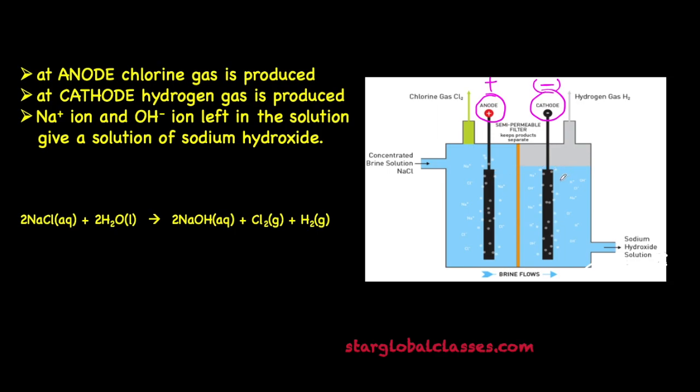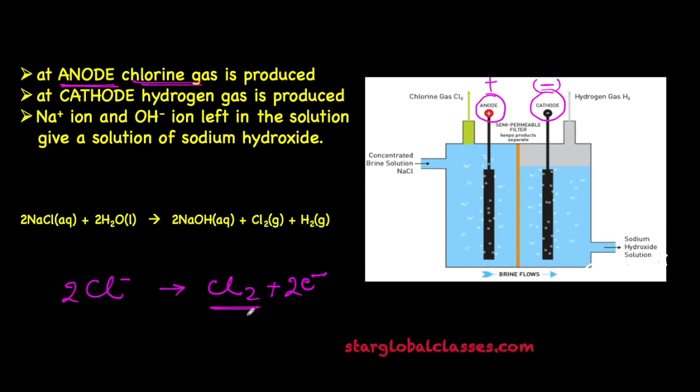We must know this. At the anode, chlorine gas is formed, because the chloride ion is negatively charged. So the chloride ion goes towards the anode, releases an electron and changes to chlorine. It will release 2 electrons because Cl2 is formed. So we take 2 chloride ions and 2 electrons are released. Cl2 is formed at the anode.